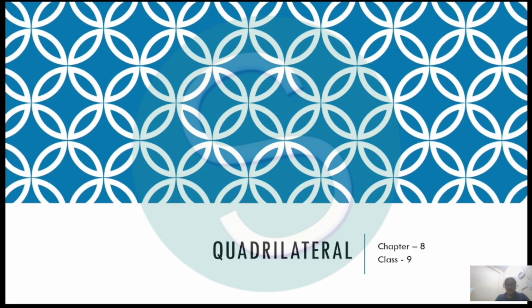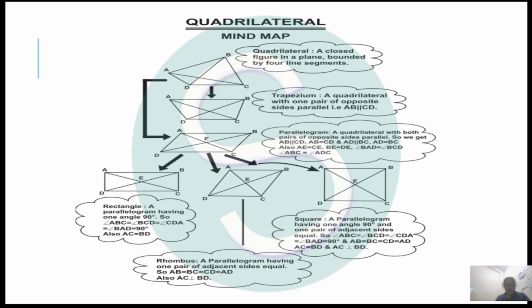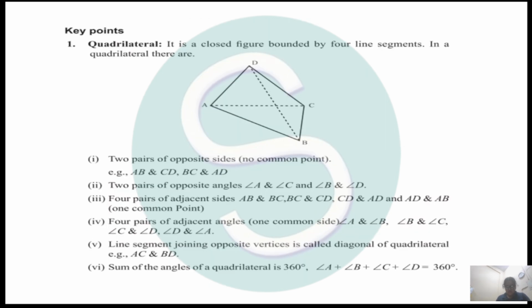So today I will start with the 8th chapter of class 9th mathematics, that is quadrilaterals. Firstly, there are a few definitions. First is, what is a quadrilateral? A quadrilateral is a closed figure bounded by 4 line segments. In a quadrilateral there are 2 pairs of opposite sides, 2 pairs of opposite angles, 4 pairs of adjacent sides, 4 pairs of adjacent angles, and so on.